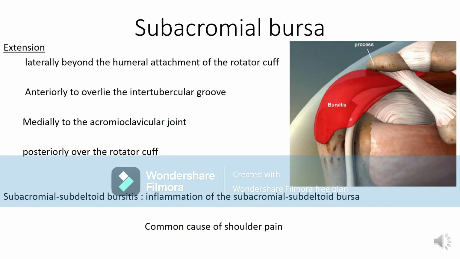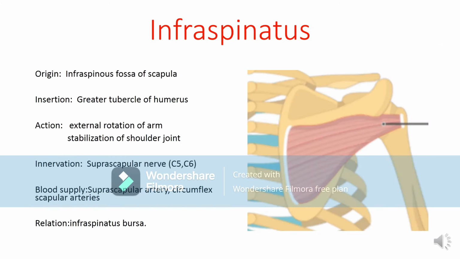The subacromial bursa, which we mentioned before, is an important structure related to the supraspinatus muscle. It extends laterally from the greater tubercle, where most rotator cuff muscles are inserted, anteriorly to the intertubercular groove, medially to the acromioclavicular joint, and posteriorly over the rotator cuff. Subacromial bursitis is inflammation of the subacromial subdeltoid bursa, which leads to shoulder pain. It is one of the commonest causes of shoulder pain.